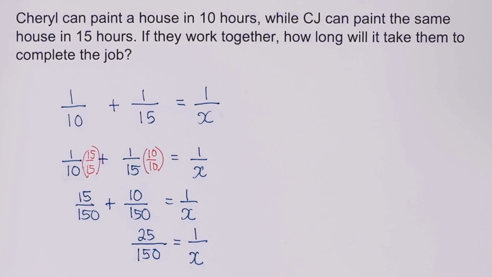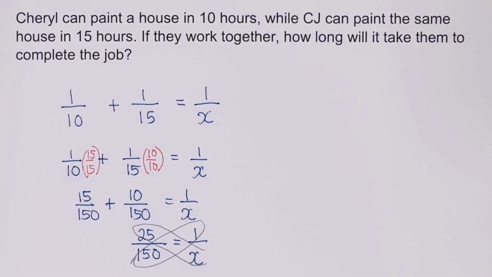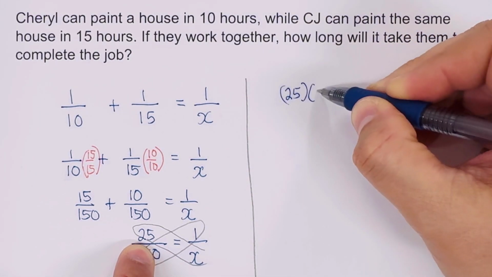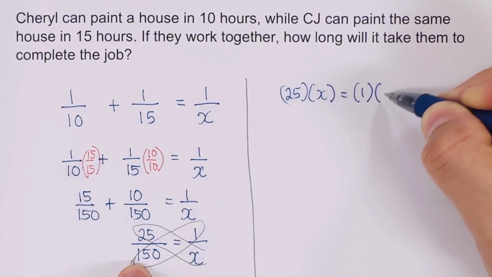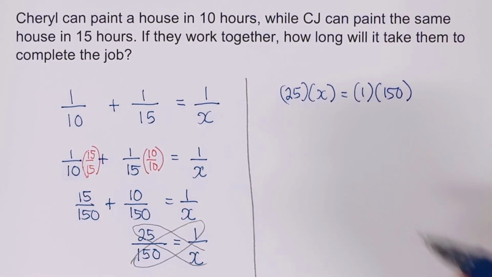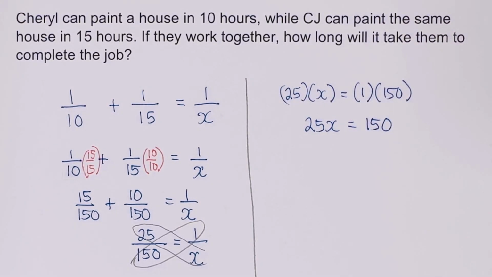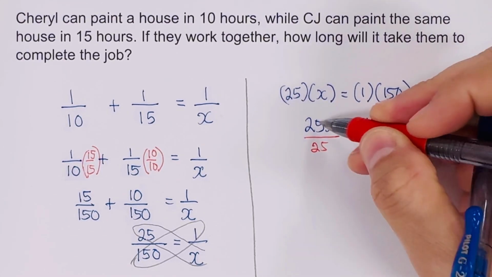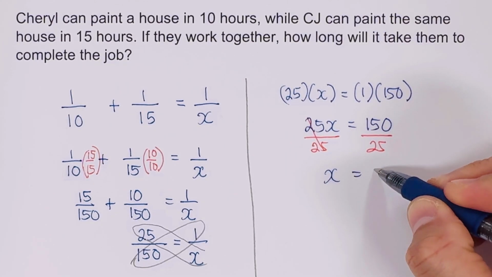What we do next is cross multiply these two, and we should be able to solve for x. If we do that, we should be able to come up with this equation. First, 25 times x is equal to 1 times 150. Simplifying this further, this is 25x equals 150. We want x by itself, so we're going to divide both sides by 25. We can cross that out. Our x then is 150 divided by 25, which is 6.